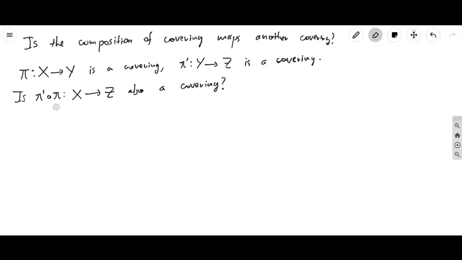So let me see if I've written that the correct way. So pi goes first, pi prime goes second. So this is written the correct way. So is this a covering? So let's try to prove it and then see what we need.